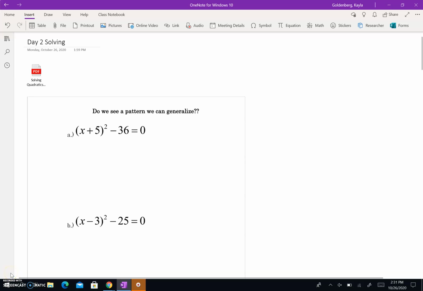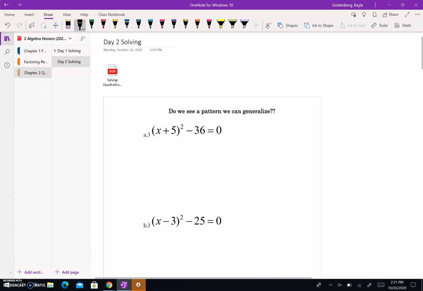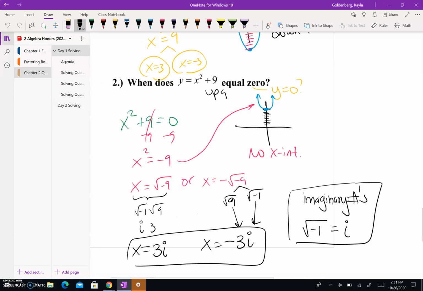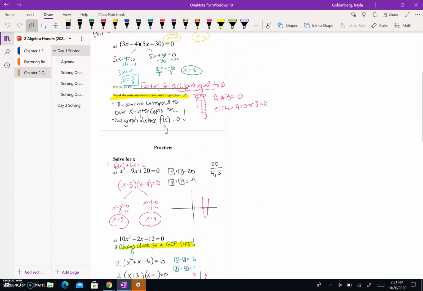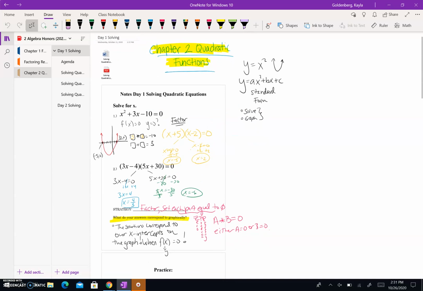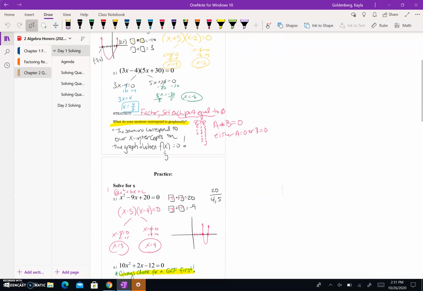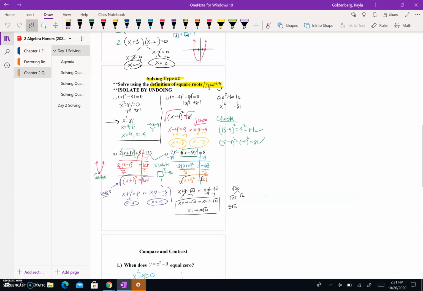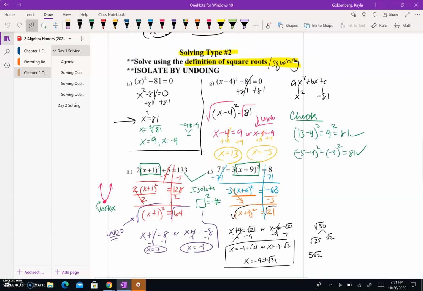Hey Algebra 2 students, this is our second day of notes in the solving unit. In our first day of notes, the notes that you watched on Monday's asynchronous, we saw a couple of different big ideas. The first big idea was that one strategy to solve is to use factoring, and that's why we did some factoring review before this chapter. The second big idea that we saw was undoing using a big idea of square roots.